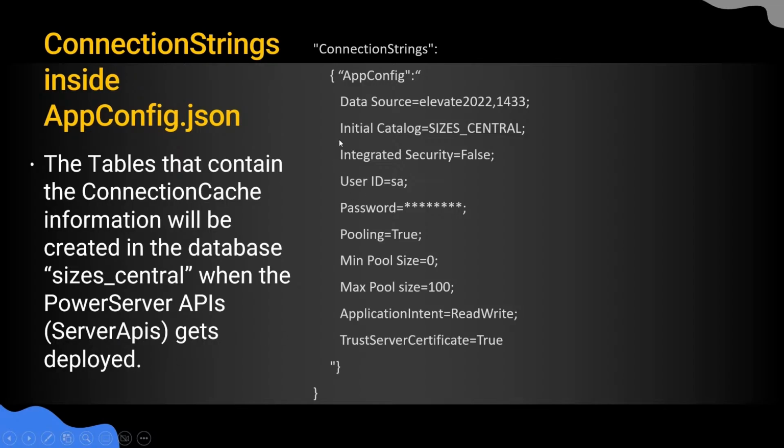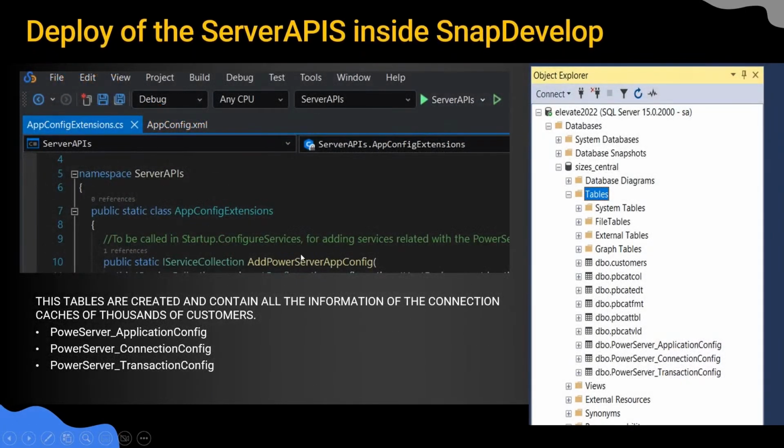So we have the connection strings in the appconfig, we have the data source, the port, the name of the database in which those tables are going to be created, a username and the password and everything. And if you can see here, when you create your server APIs in SnapDevelop, when you run it and deploy the project, then these tables are going to be created, the PowerServer application config, PowerServer connection config, and we have those tables created right here.